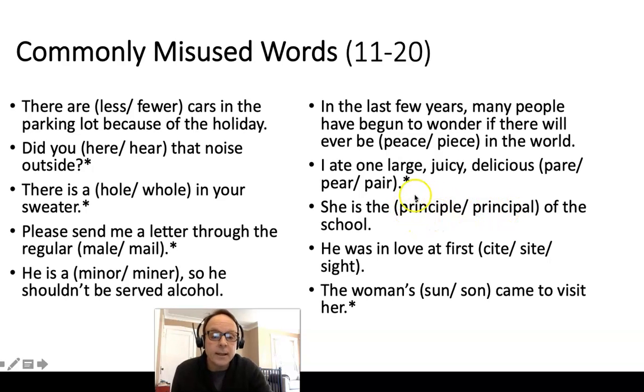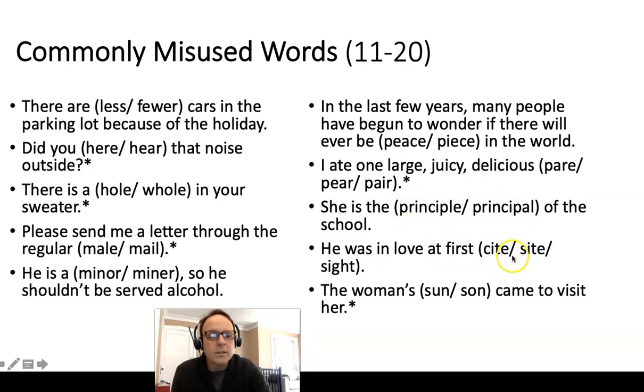Principle like this is like a belief, right? Like the corporation was founded on the principle that we should provide products for all customers, or the country was founded on the principle of equality and justice, whatever it might be. But principle is like a belief. Principal is like the head of the school here.